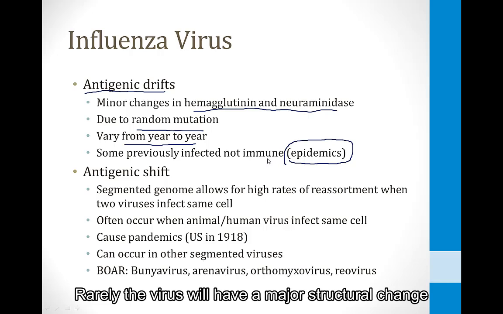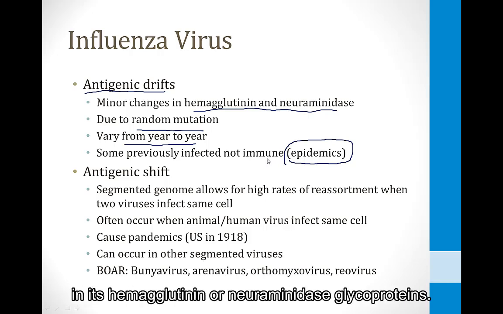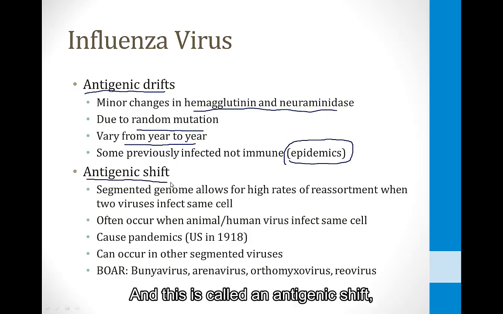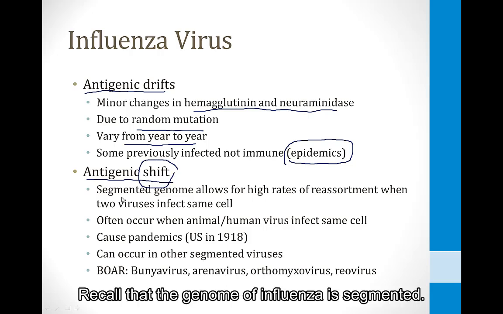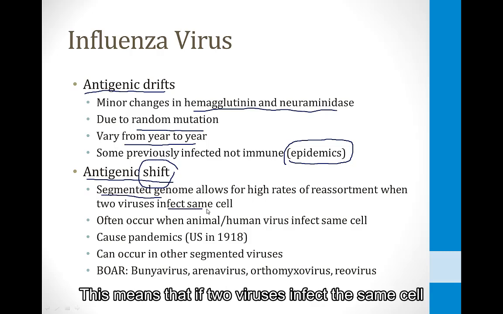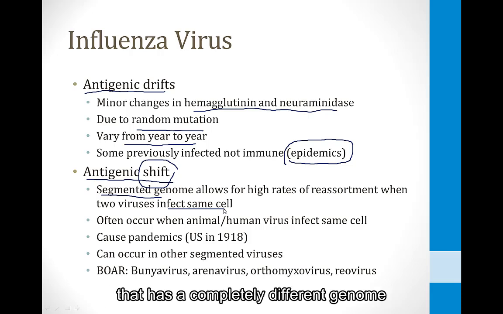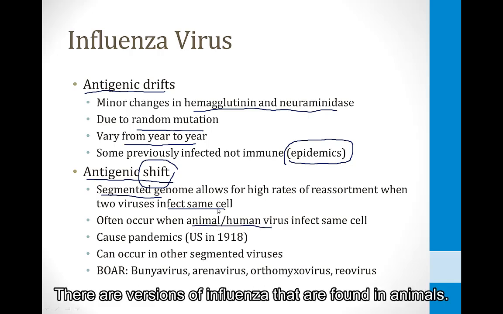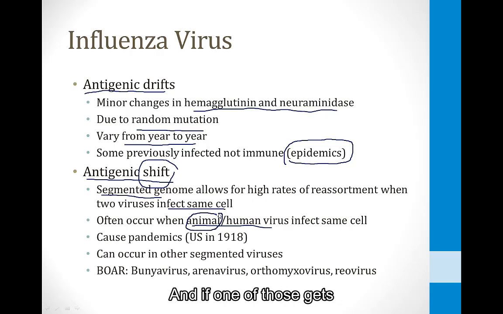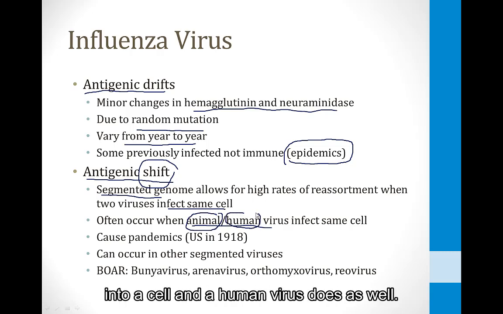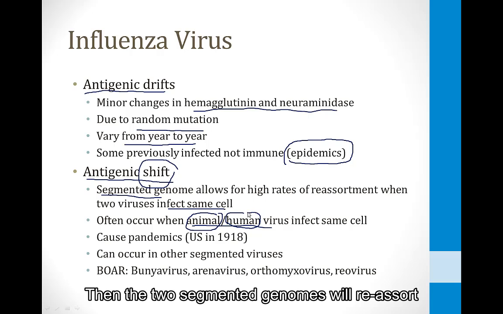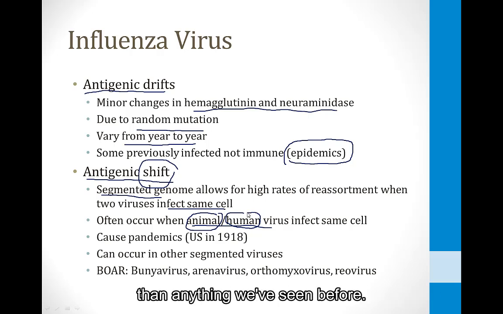Rarely, the virus will have a major structural change in its hemagglutinin or neuraminidase glycoproteins, and this is called an antigenic shift, not a drift, but a shift. Recall that the genome of influenza is segmented. This means that if two viruses infect the same cell, they can reassort and develop a new virus that has a completely different genome and has a completely different structure of hemagglutinin and neuraminidase. And this often occurs when animal and human viruses infect the same cell. There are versions of influenza that are found in animals, and if one of those gets into a cell and a human virus does as well, then the two segmented genomes will reassort and you will get a new virus that's completely different than anything we've seen before.